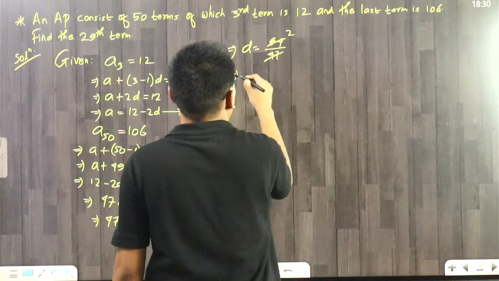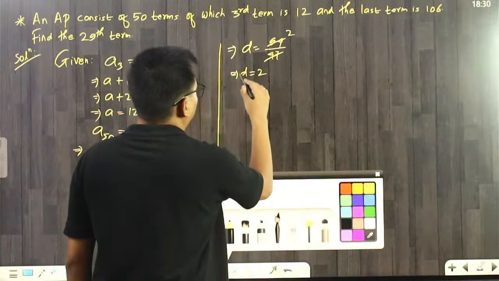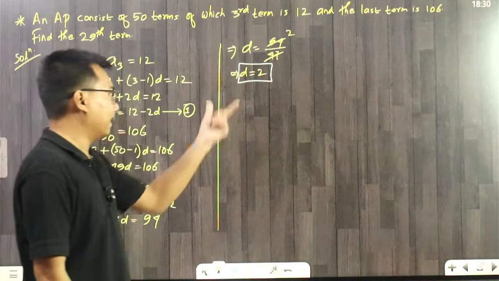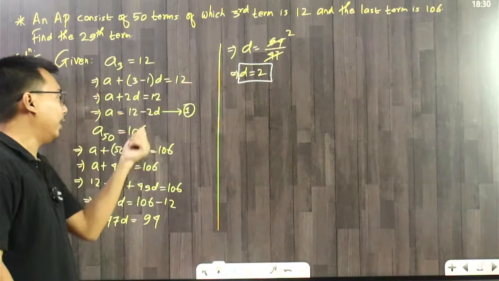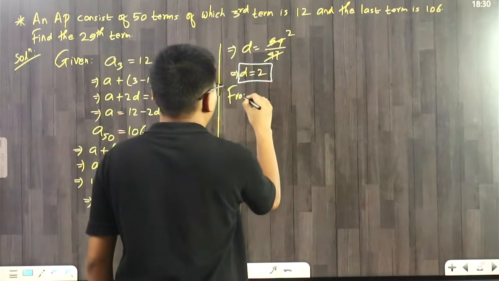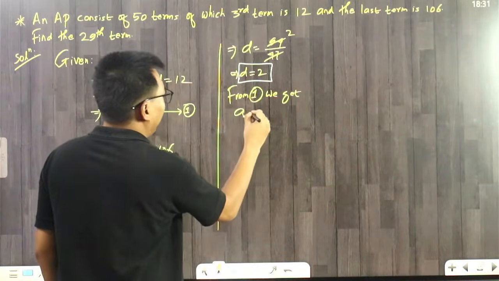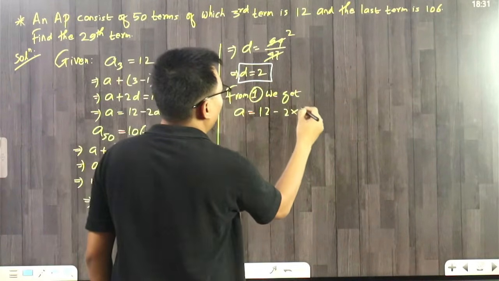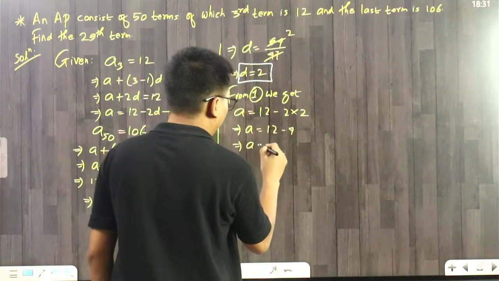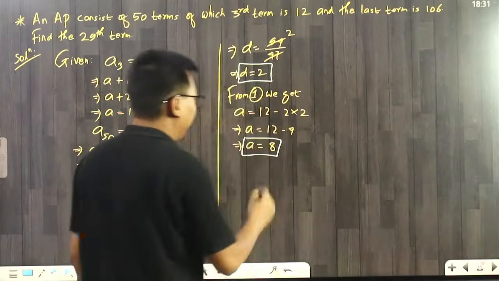We'll get D is equal to 2. So we got the value of our common difference, which is 2. D is equal to 2. Now using this, substituting this value of D again in equation 1, we'll get the value of A. So from equation 1, we get A is equal to 12 minus 2D. So 2 into 2, which implies A is equal to 12 minus 2 into 2 is 4. So 12 minus 4 is 8. So A equal to 8.